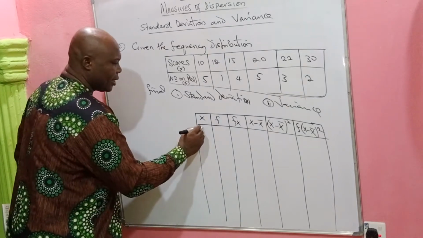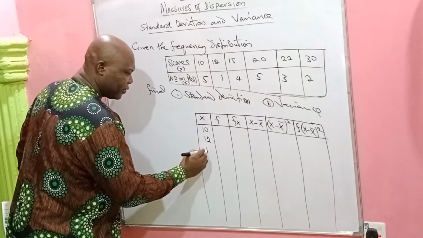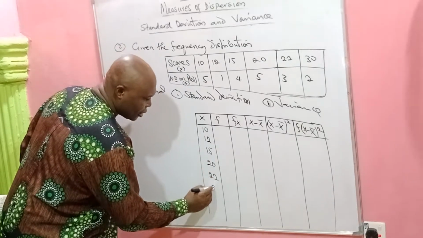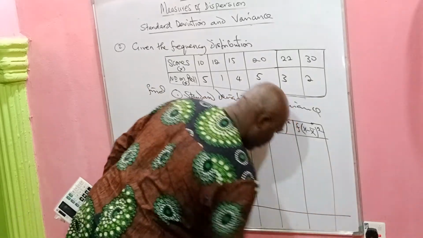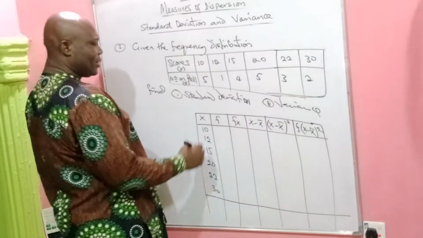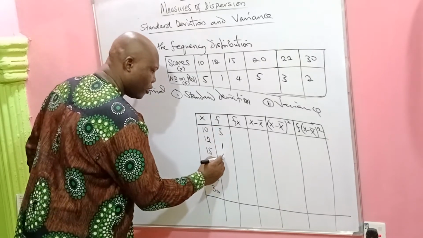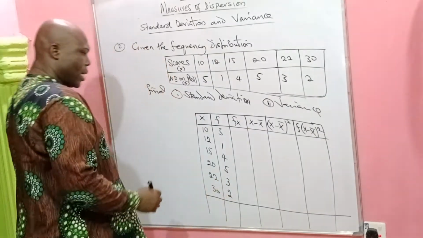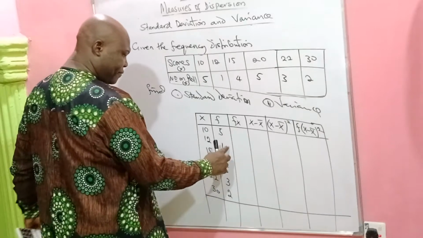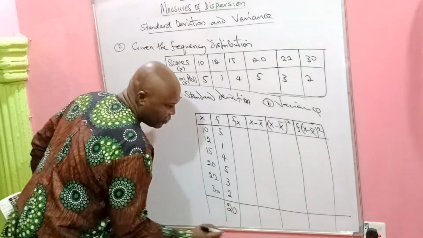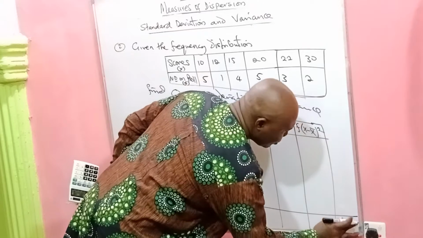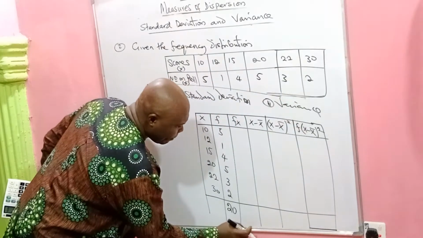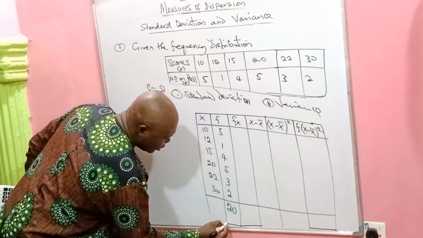So our x is 10, 12, 15, 20, 22, and 30. That's our x. Alright, so we'll be needing the frequency 5, 1, 4, 5, 3, and 2. Alright, so that will be 5, 10, 15, 20. So the sum of the frequency is 20. We need this total.